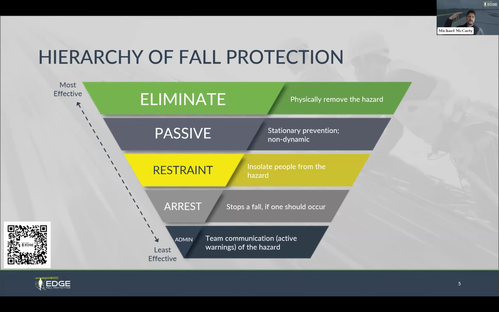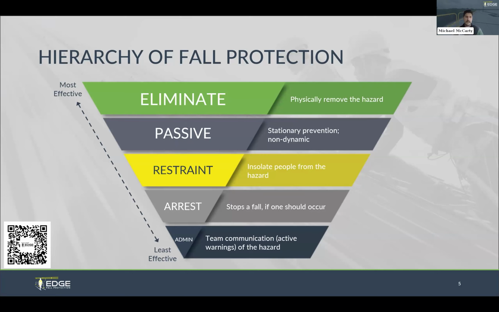And again, hierarchy, most effective to least effective. We want to think about eliminating the hazard. We want to try to use guardrail as much as possible. If we can't do that, people often skip fall restraint and go straight to fall arrest. But restraint is much better. You don't really need a fall protection plan if someone can't get over the edge.